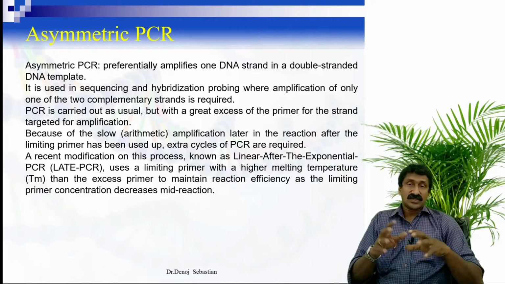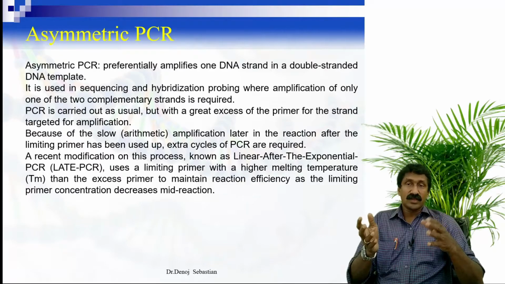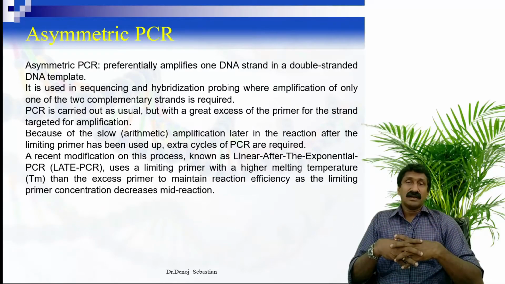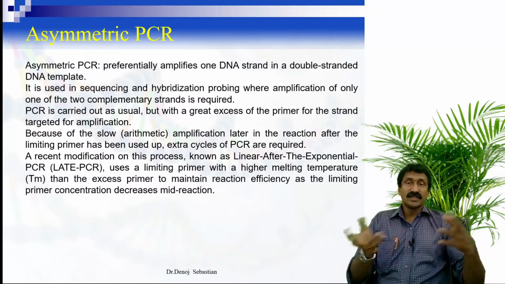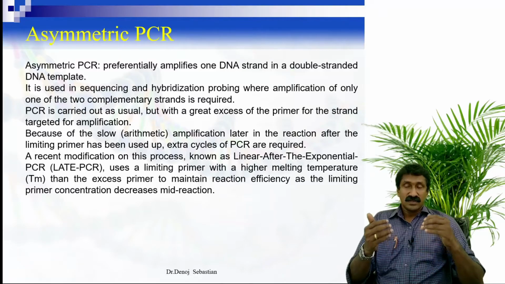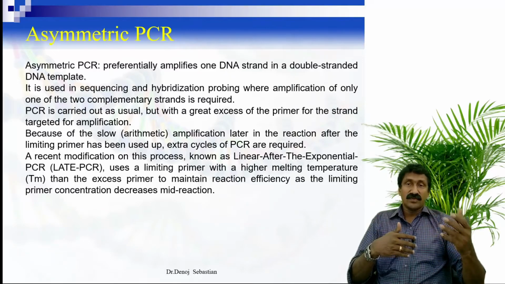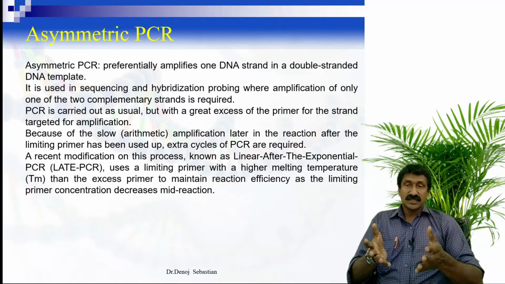Which means it's not a chain reaction. Logarithmic amplification is not possible since one of the primers is a limiting factor, so usually it amplifies in an arithmetic manner. For example, instead of doubling the strands, one will become 2, 2 will become 4, 4, 8, and subsequently it will increase in an arithmetic fashion, not in a logarithmic fashion.